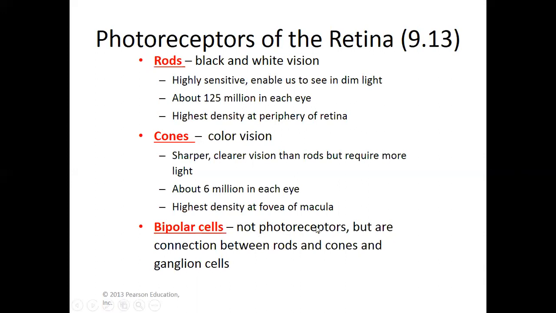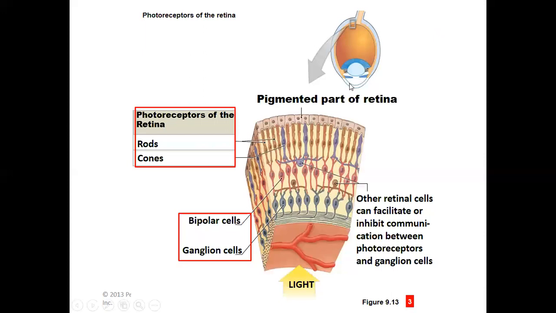Bipolar cells are not photoreceptors, but they are the cells that communicate from the photoreceptors, the rods and the cones, to ganglion cells. So they're a connection between the photoreceptors and ganglion cells. So take a look. If you cross-section it, here's the pigmented portion of the retina, and right here are rods and cones, photoreceptors. So these would be the cones right here, or cones here and rods here. They look like a rod versus a cone, right? These are bipolar cells that communicate from photoreceptors to the ganglion cells, and the ganglion cell axons create the optic nerve.